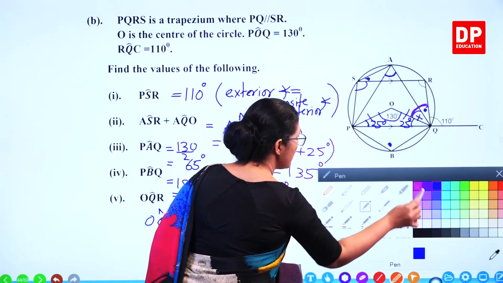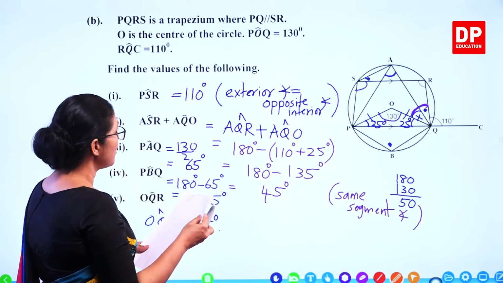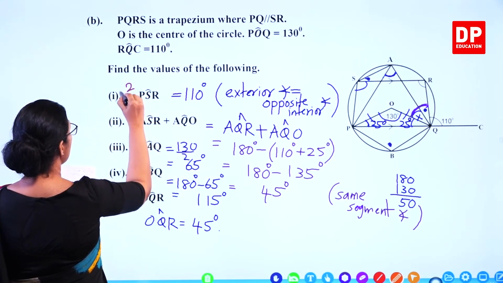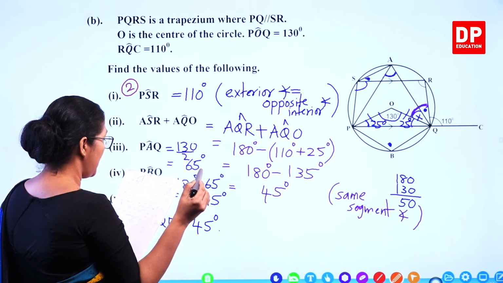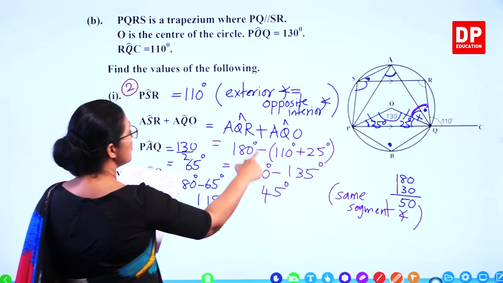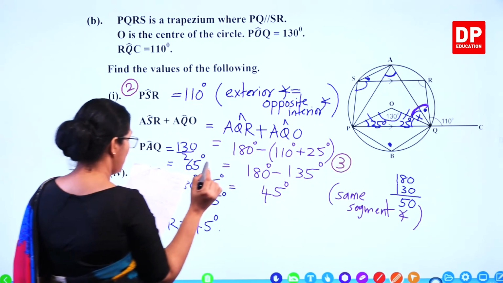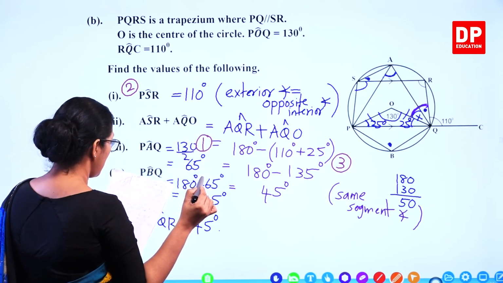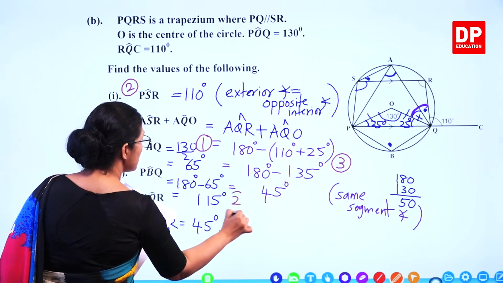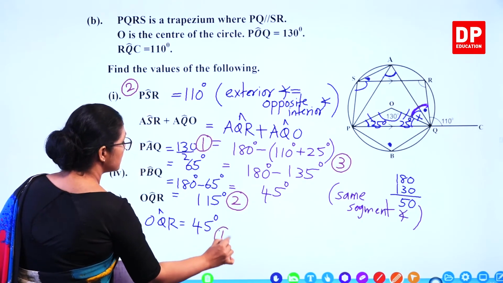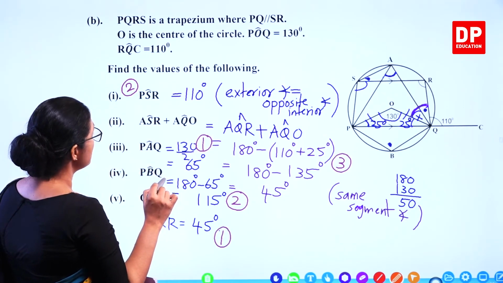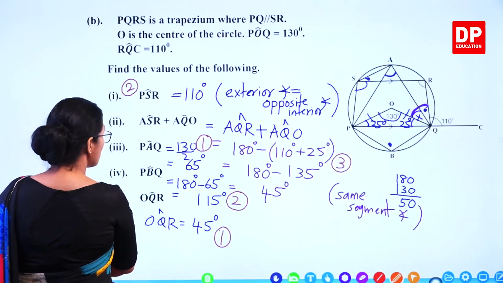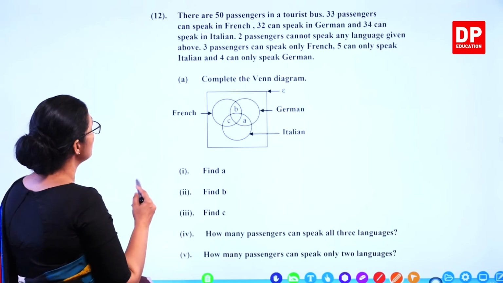So how many marks for each step? You are getting 2 marks for PSR and 3 marks for finding this. So that's a big one. So 3 marks. 65, 1 mark. And 115, 2 marks. And 45 degrees, 1 mark. So 2, 5, 6, 7, 8, 9. And we gave just 1 mark for the previous one. So altogether 10 marks for that question.